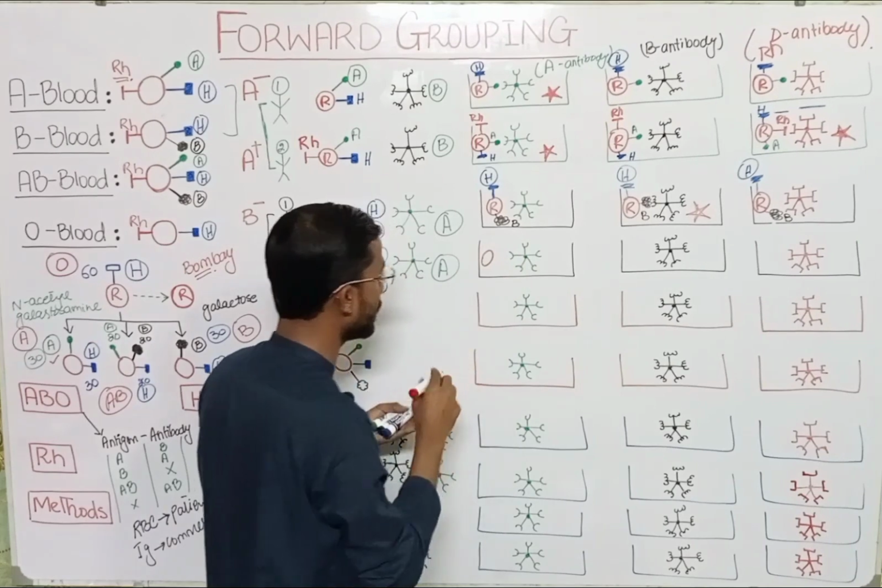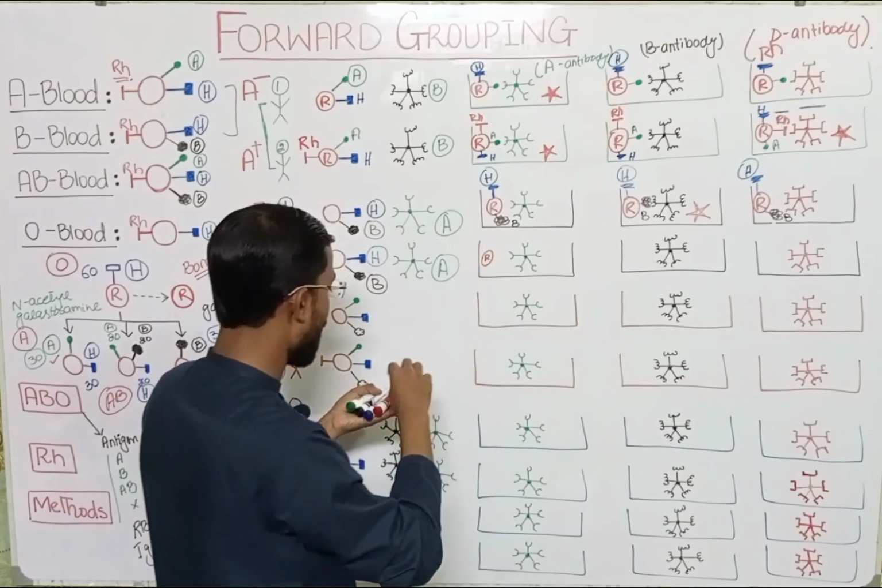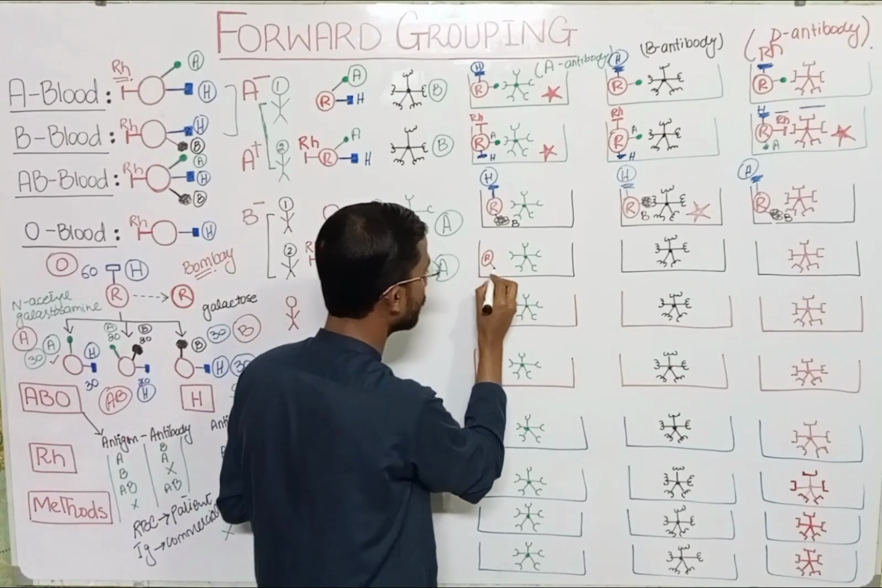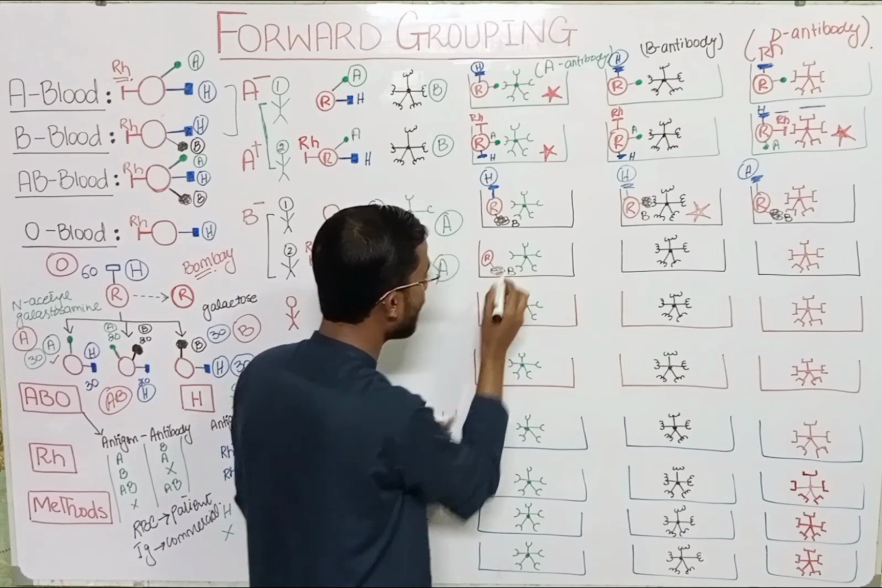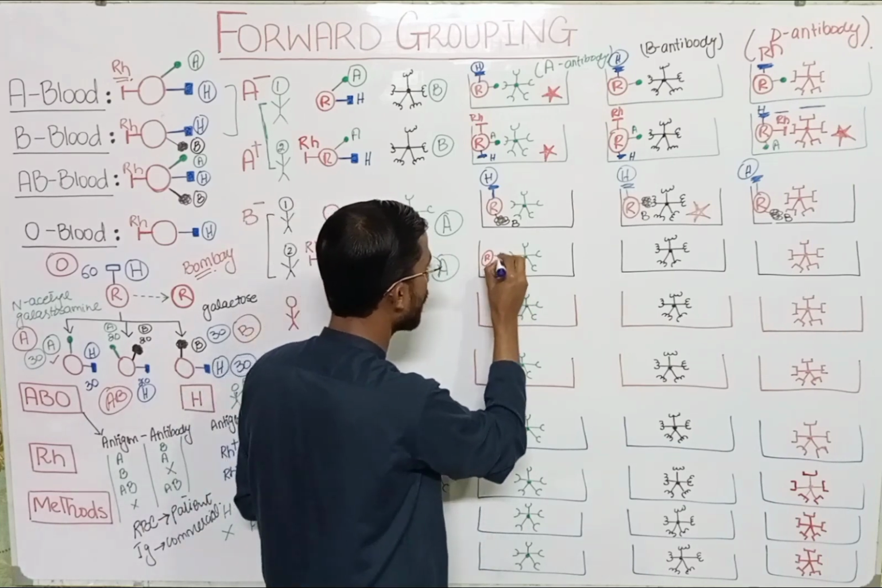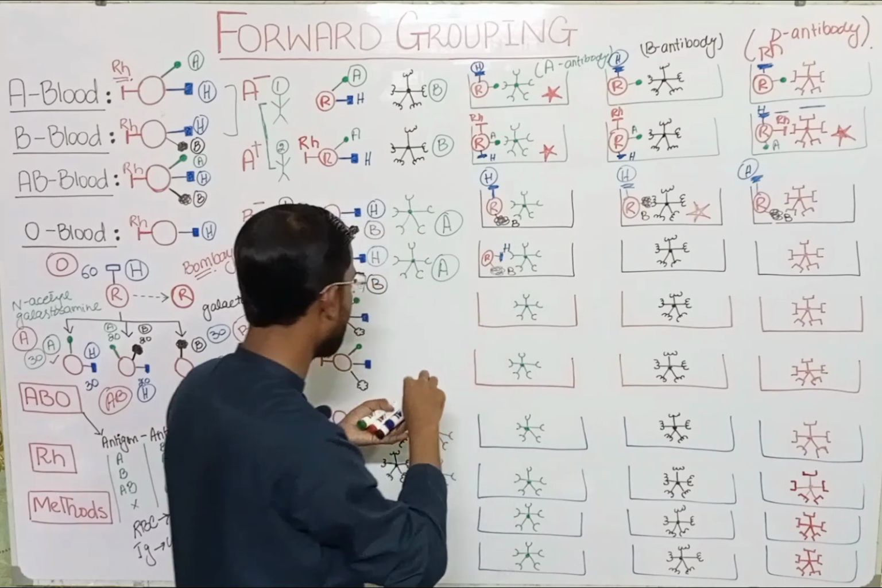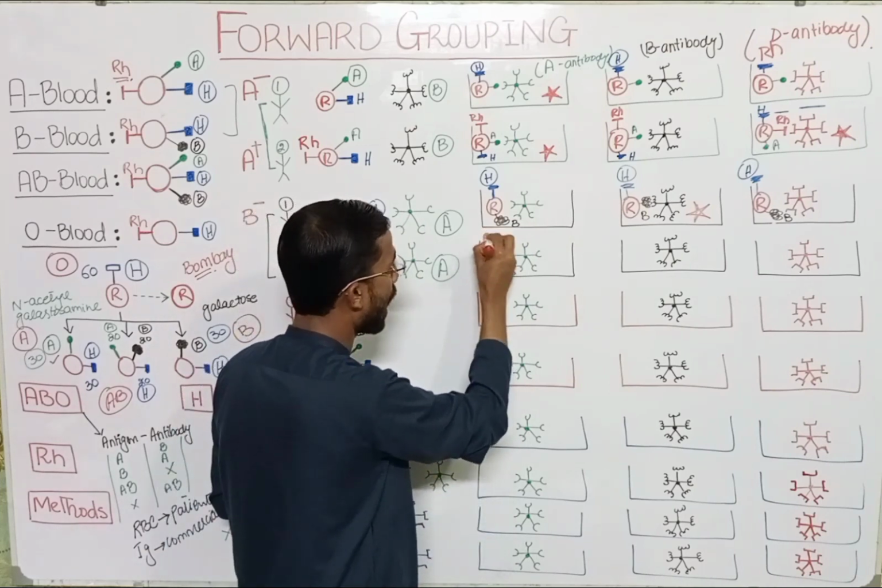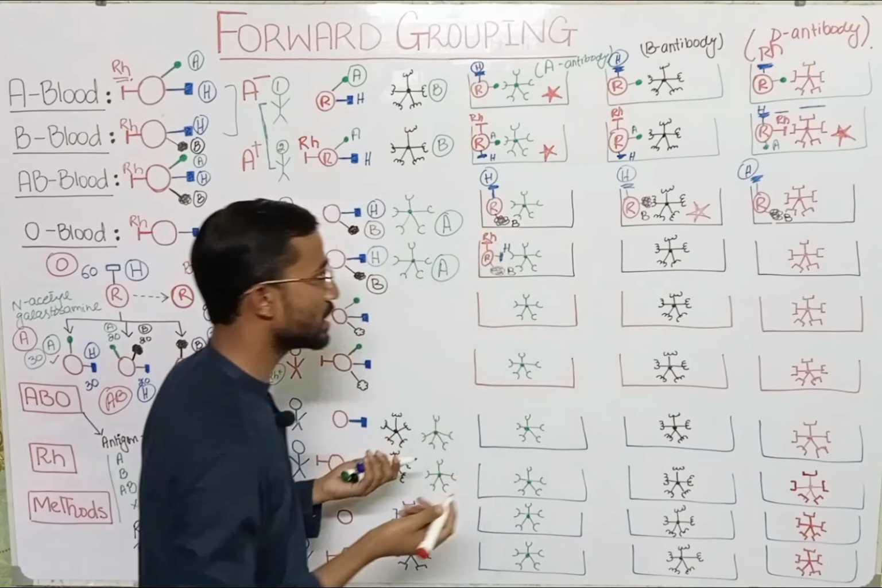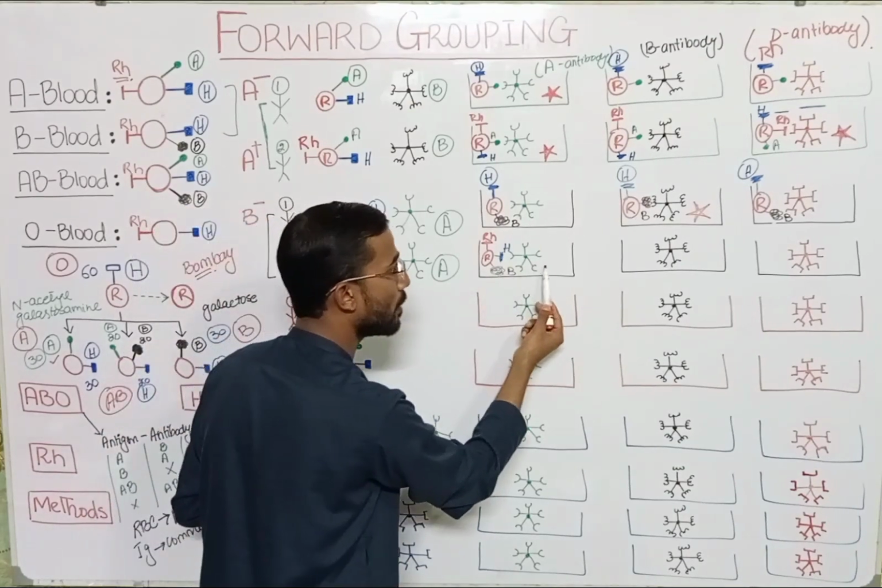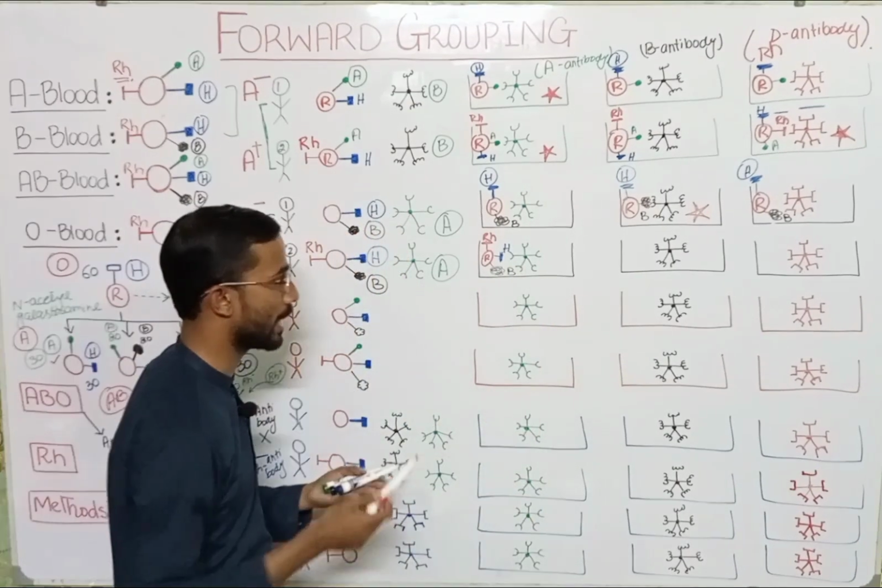So here are the RBCs, and you will see that here is the B antigen, and here is the H antigen, and here is the RH antigen. So this is the case. B antigen and A antibody are opposite, they exist.